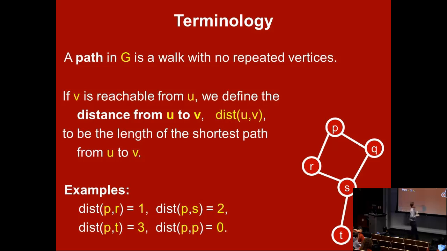Okay, so if v is reachable from u, that means there is a walk, and there's also a path from u to v. And we define the distance of u from v to be the length of the shortest path from u to v. So in this graph, the distance from p to r is 1, even though there's this length 3 path, it's not the shortest one. Distance from p to s is 2, p to t is 3, distance from p to p is 0, etc.